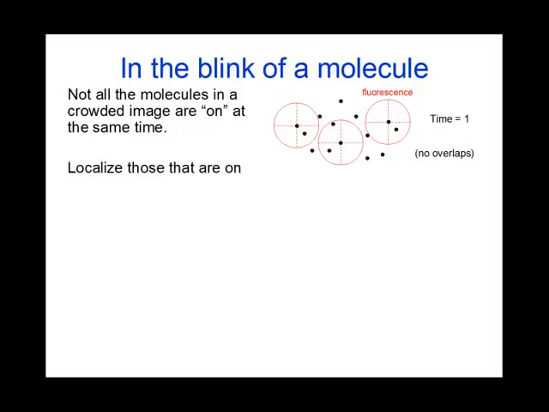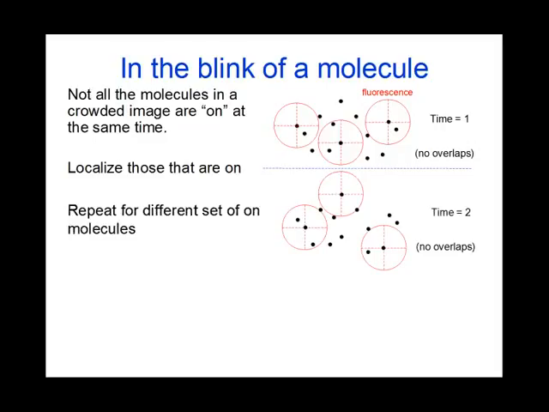Now, we don't get to determine which ones are on. If we could determine which ones were on, then we would already have a level of information and control that would enable us to do a lot more things than just take pictures. Later on, by chance, some different subset are on, and again, we find all those positions.